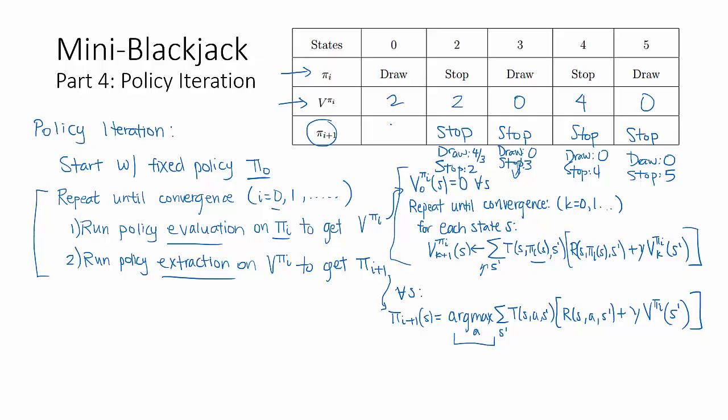For state 0, if we stop, we get a reward of 0. And if we draw, we get an average of the values at state 2, 3, and 4, which is an average between 2, 0, and 4, which is 2. Hence, we should draw here. And here's our pi i plus 1 value. This concludes one round of policy iteration.